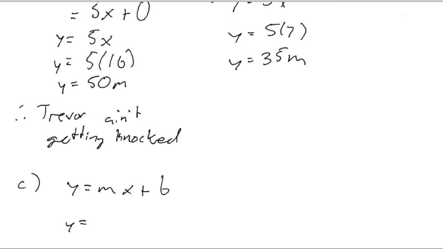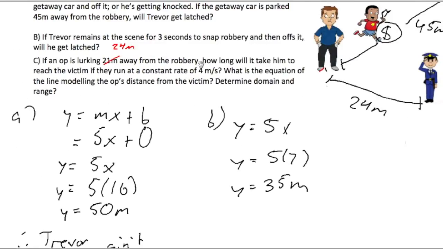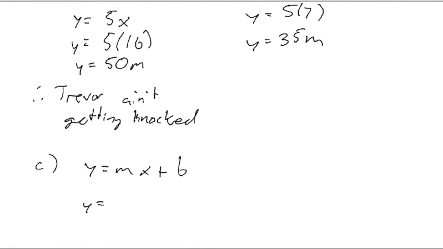Y equals, so let's scroll up and take some information from the question. It gives the speed as a constant rate of 4 meters per second. Speed, like I said in these linear questions, is always going to be your slope. So 4x plus b.